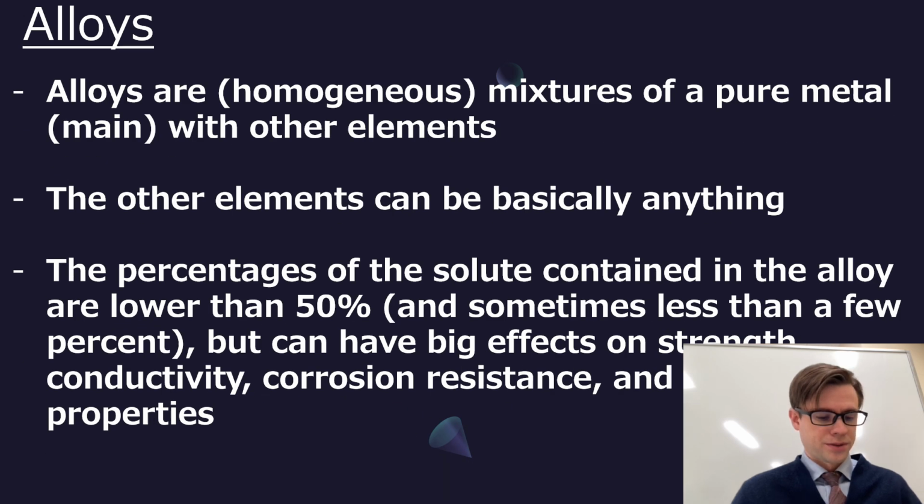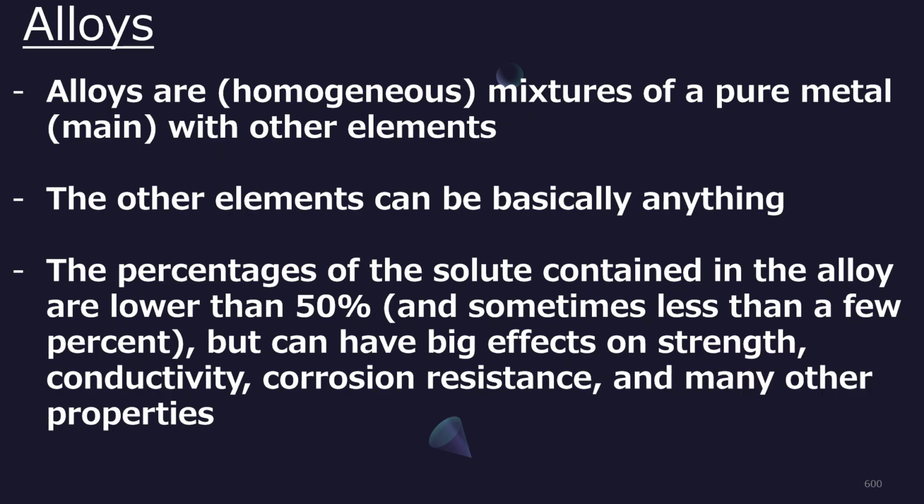So alloys, let's try to define them. They are homogeneous mixtures of a pure metal, the main thing, with some other elements. Could be metals or non-metals or whatever. The other elements can be basically anything. If they exist and create a homogeneous mixture, we call it an alloy. The percentages of the solute contained in the alloy are lower than 50% and sometimes less than a few percent, but usually they're going to be much less than 50%. They're going to be small amounts. But even small amounts can have big effects on strength, conductivity, corrosion resistance, and many other properties. So we'll consider that today with a few examples.